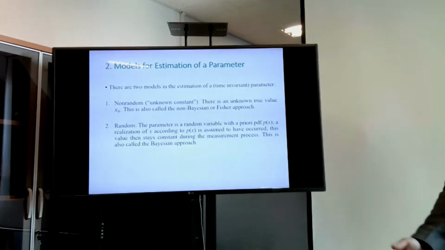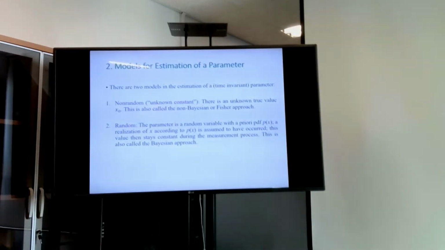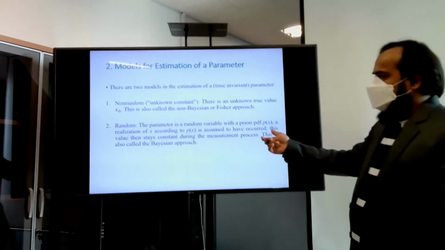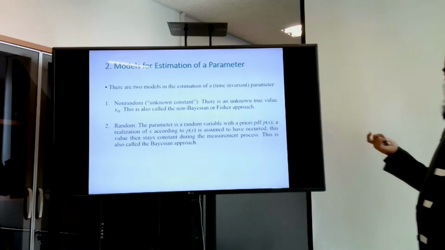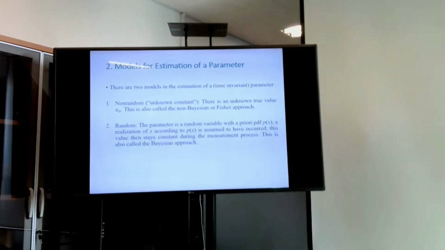Like in the Bayesian approach, we find the conditional probability p of x given y. So for the random problem we use the Bayesian approach. Normally our tracking system is a random variable, so we apply the Bayesian approach in our tracking system because we are tracking a random variable.